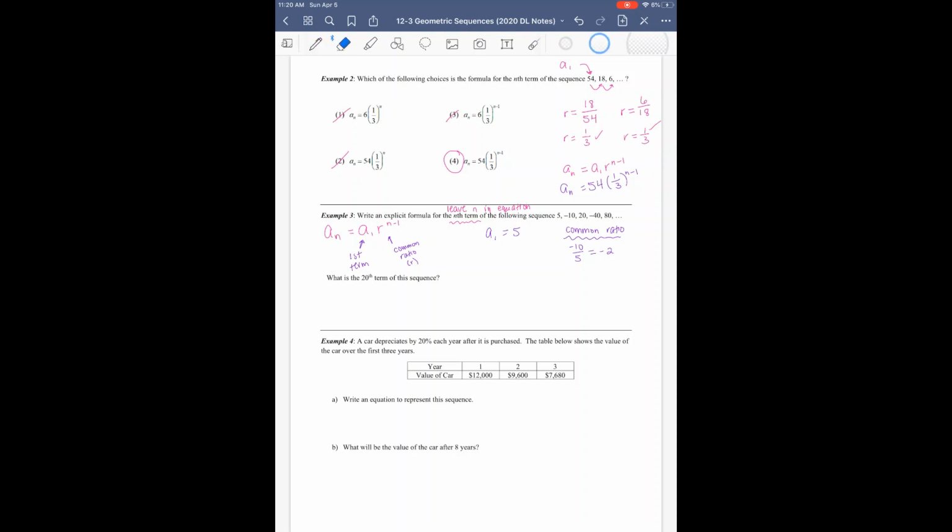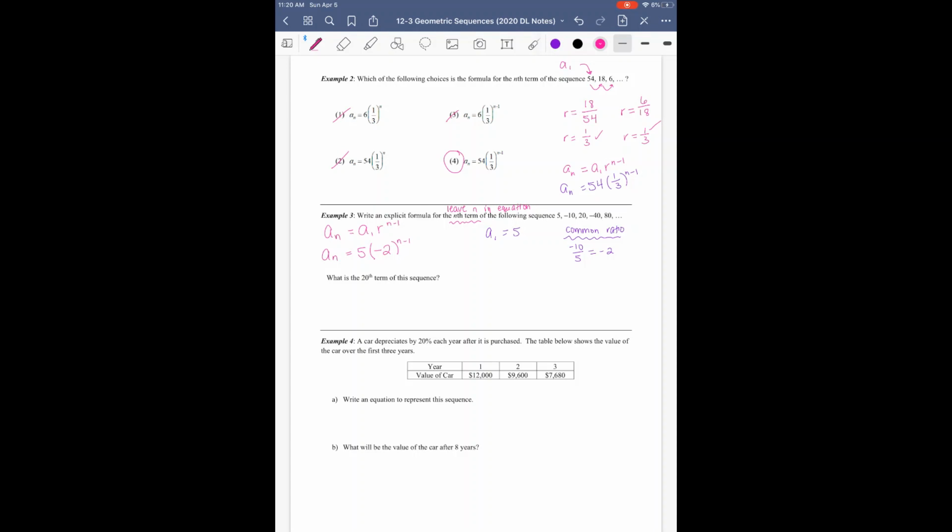All right, so I have both components that I need for my equation. So I'm going to get started by plugging in. Okay, so a sub n is equal to my first term of 5 times my common ratio of -2 to the n minus 1.